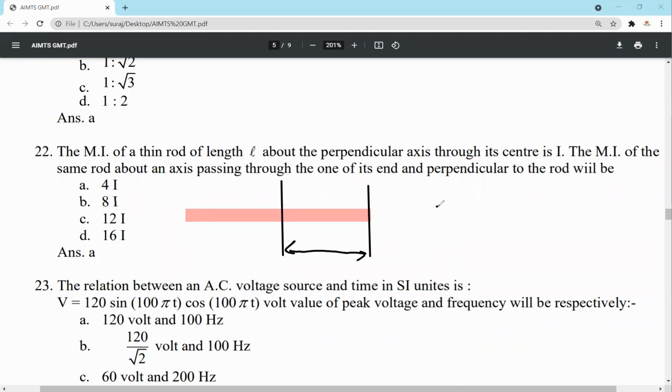Parallel axis theorem. ml square by 12 plus md square. D means L by 2. ml square by 12 plus md square. This is L by 2. Okay, next coming to question number 23.